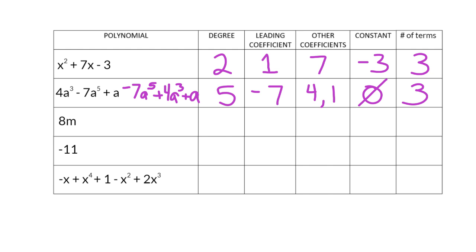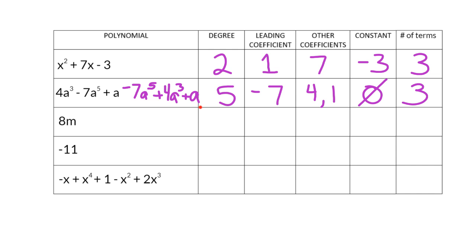Okay, here's what you should have got for that one. Take a look, see how you did. Did you say it's degree 5 after you rewrote it? Did you say the leading coefficient is negative 7? The other coefficients are 4, positive 4, and positive 1.